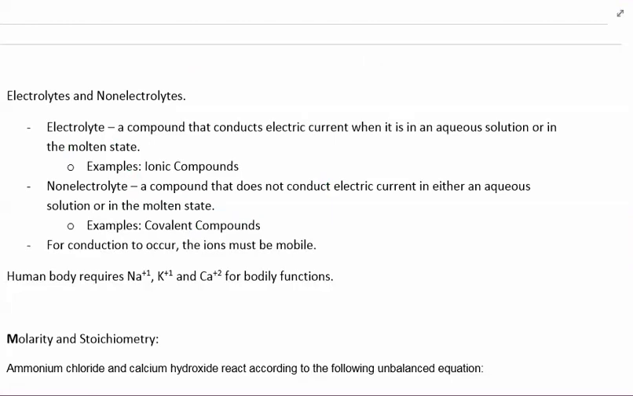So just while we're here, electrolytes versus non-electrolytes. An electrolyte is a compound that conducts electricity. So most ionic compounds that dissolve are going to be electrolytes. Non-electrolytes would be something like the glucose we were just dealing with, and covalent compounds. So in order for electricity to be transferred in water, you need those ions. And just so you know, the human body requires sodium, potassium, and calcium ions for various bodily functions. Just to kind of reinforce this, I know this was in biology.